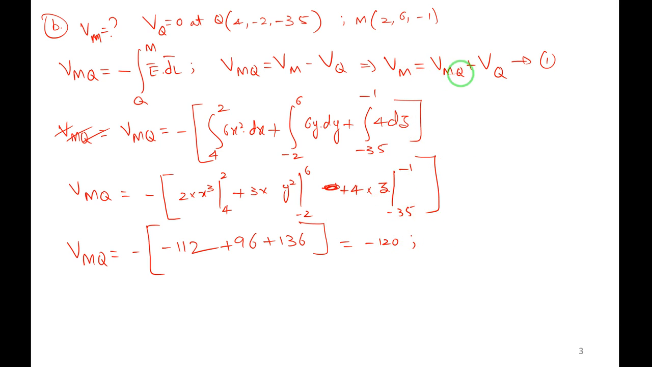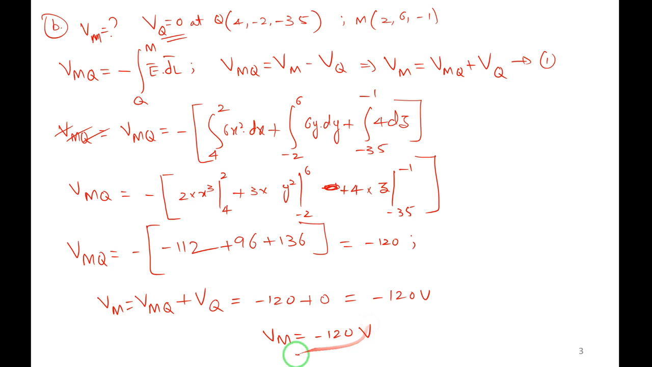Just observe this formula. So I have equation 1, VM I want. So VM is equal to VMQ plus VQ. So what is VMQ? It is minus 120. But what is the potential at point Q? It is 0, so plus 0. So it is nothing but minus 120 volts. So the potential at point M is minus 120 volts.